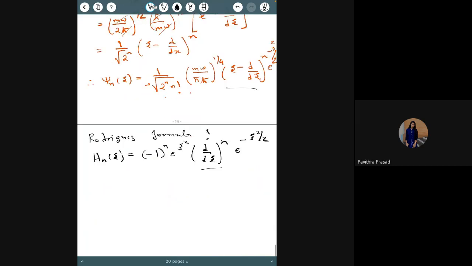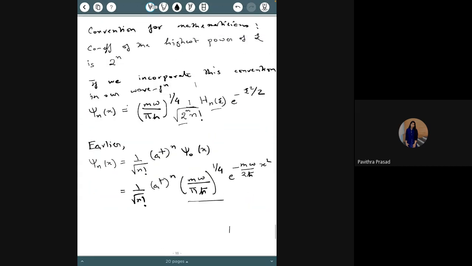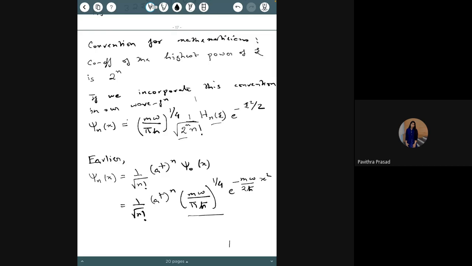But we're still not there. This still does not look exactly like the expression with the Hermite polynomial. So we'll do a few more steps on Thursday. And I'll upload an assignment by tomorrow, which you need to submit after the autumn break.